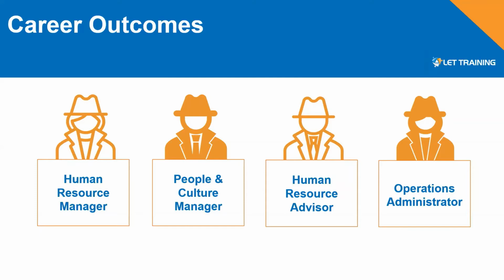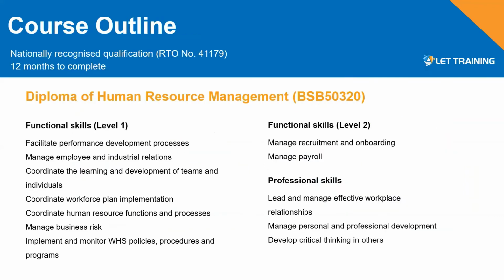And we'll move on now to the next section, which has to do with the course outline. Now, as we see here, this is a 12-month course, the Diploma of HR, just on its own. And as we see here, instead of going by units, we've broken it down into skills. And we have here 2 separate levels of functional skills, along with some professional skills.